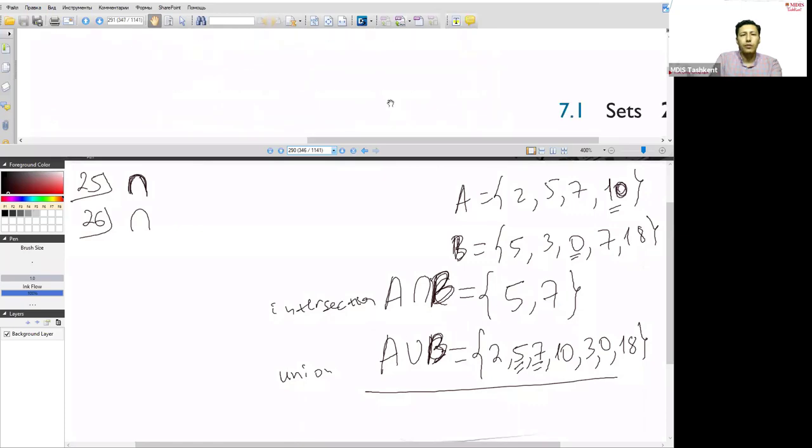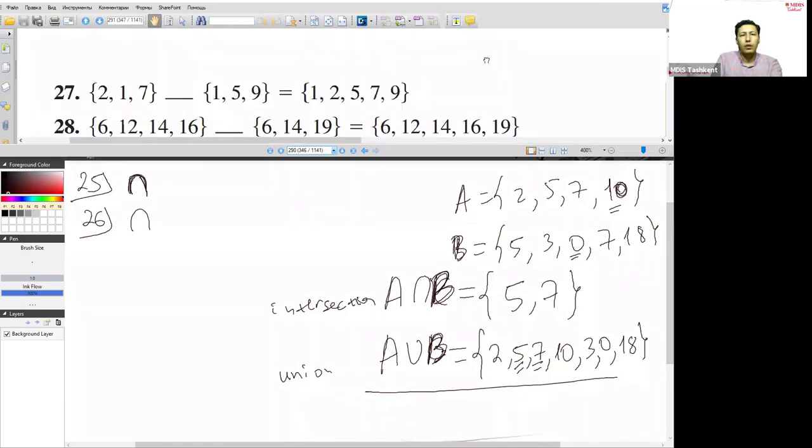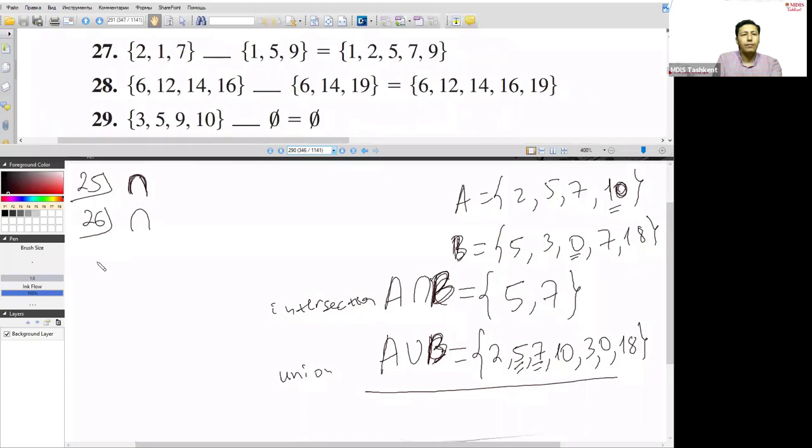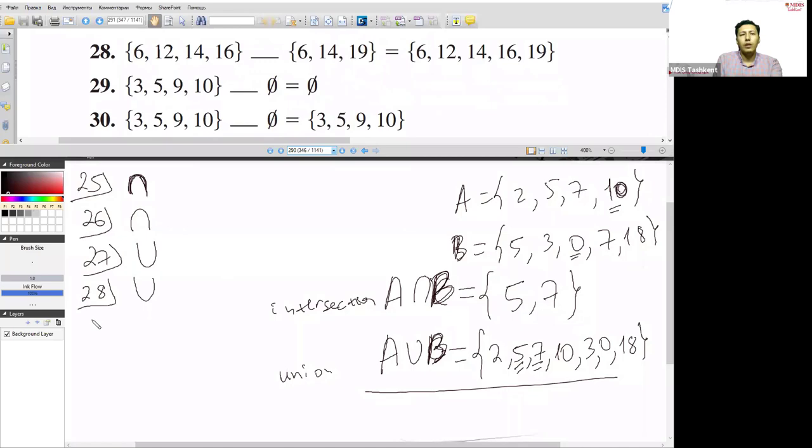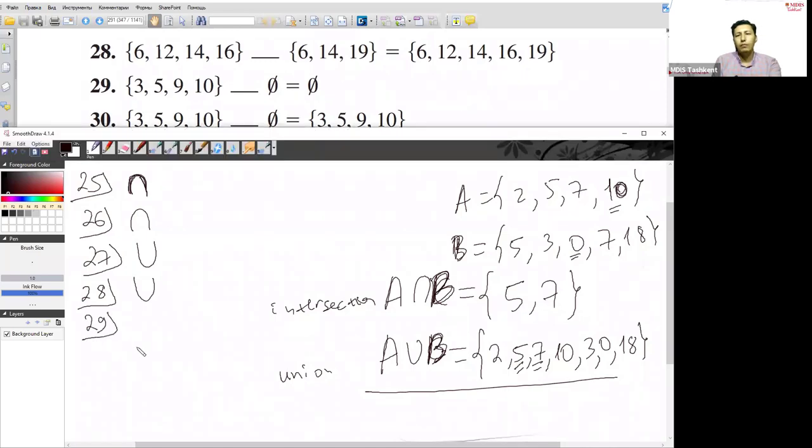Next. 27. Now it is union. 28. Also union. 29. 29 is intersection.